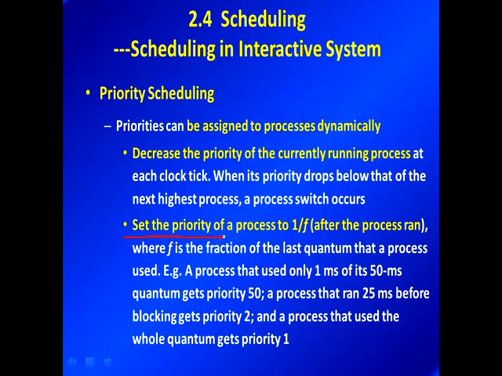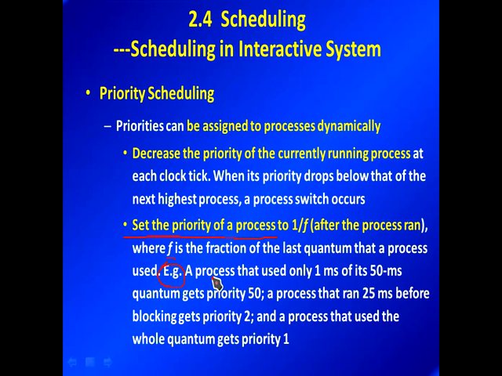We can set the priority of a process to 1 over f after the process runs. So it means you need to track the execution time for each process in the CPU, in the system. Here, f means the fraction of the last quantum that a process used. Let me give you an example to understand this way.